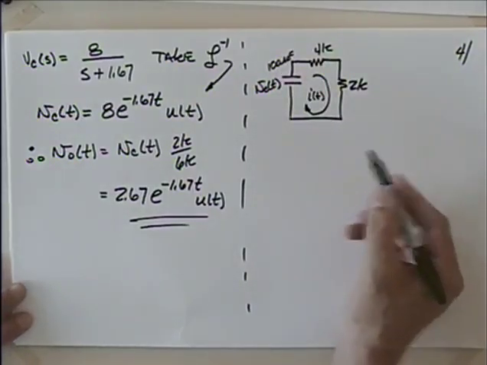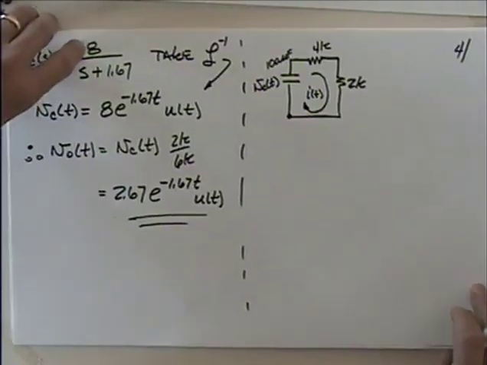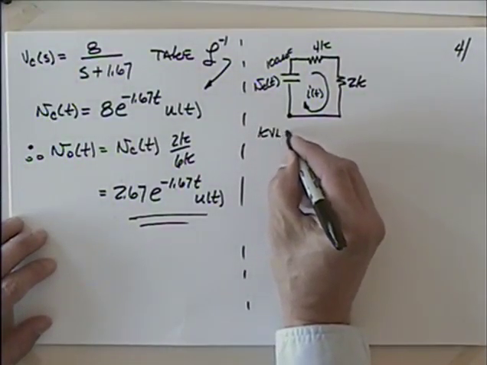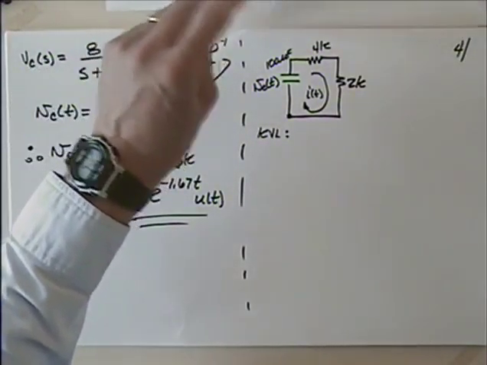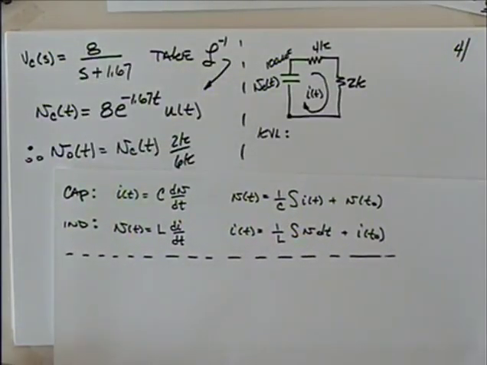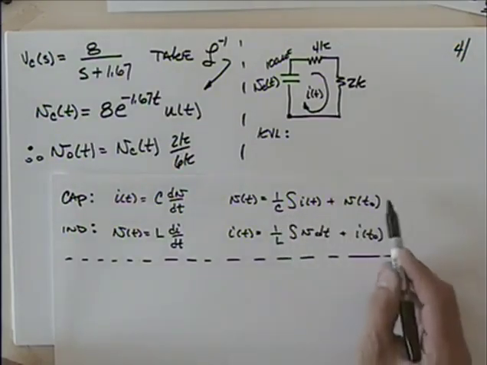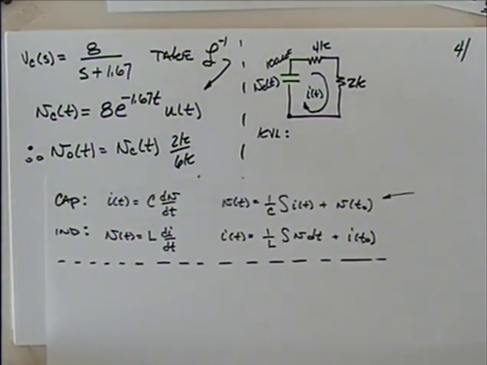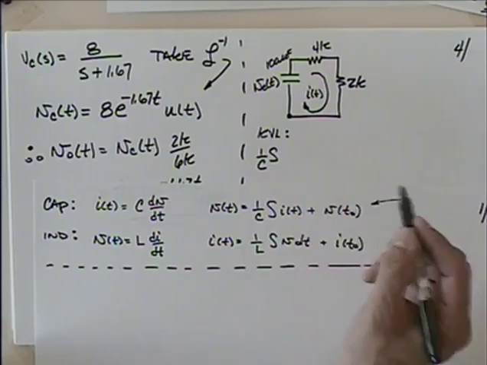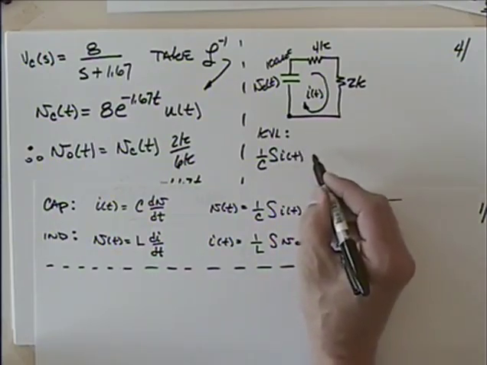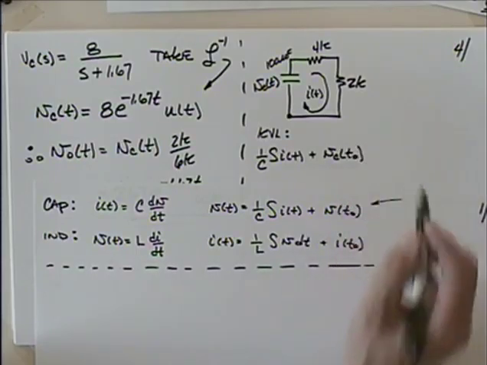If I start here and work my way around the circuit, just like we've done before using mesh analysis or Kirchhoff's voltage law, let's see what we've got. Going back to my cheat sheet, what do I have for the equation for a capacitor? I could talk about the voltage being this thing right there. So I've got 1 over C times the integral of I of t plus the voltage across the capacitor at t naught.